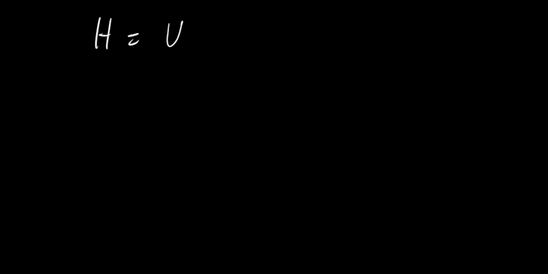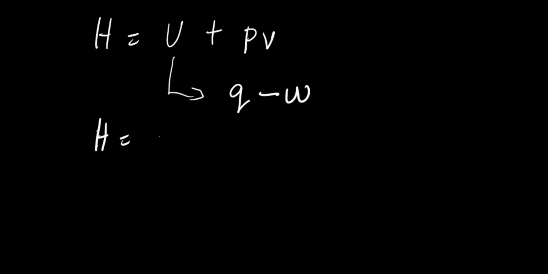Now coming back to our enthalpy, which we define as H to be equal to the sum of the internal energy and the product of pressure and volume. Coming back to this, we already defined the internal energy earlier on as the heat loss or heat gain minus the work done by or work done on the system. So we'd have that the enthalpy is equal to Q minus W plus PV.